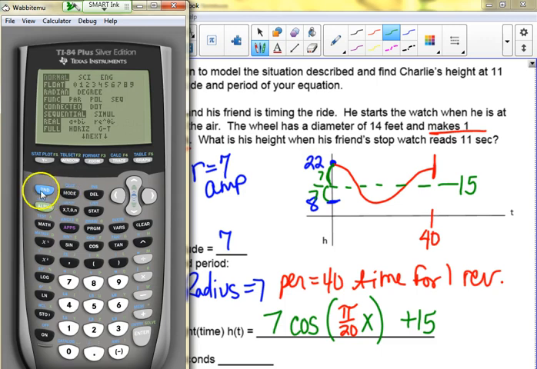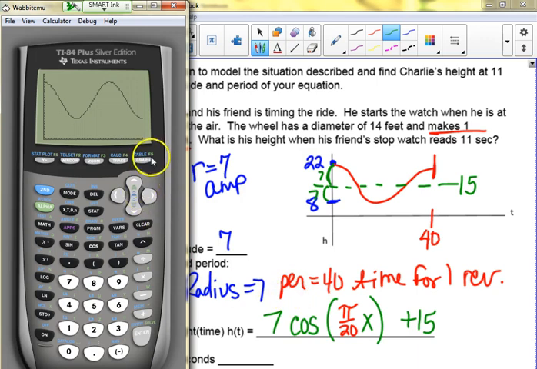You could have also just gone to the home screen and typed 7 cosine, not 2, just pi. Kidding. Pi divided by 20 times 11, close parenthesis, plus 15. But you don't get to check that your graph equation is right then. Why did I hit graph? I meant to hit enter.